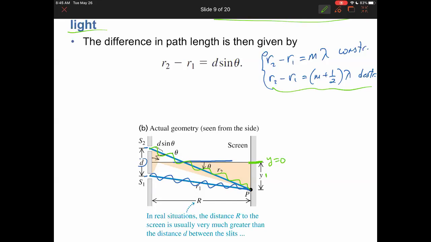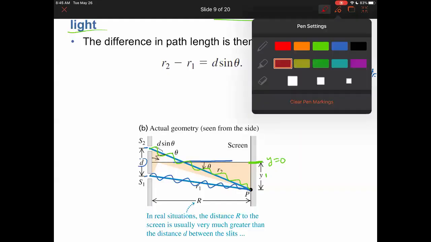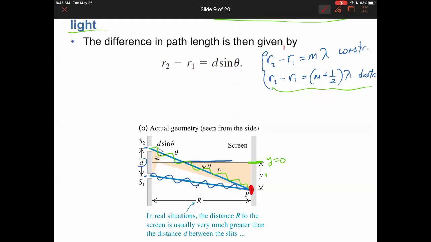So are you going to get a crest and a crest, or a crest of one with a trough of another one? That's why when two waves get there, and we can see that they're crest and crest, we know that it's going to be a bright spot, or bright fringe. So that means it's going to be a bright spot. If they get there out of phase, then they're going to be a dark spot, right?